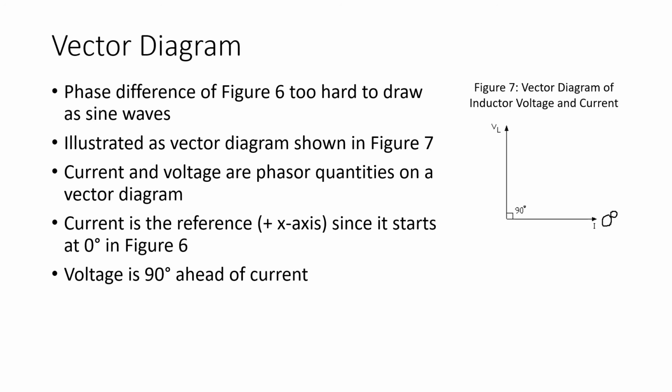And lastly, we looked at the phase difference between voltage and current in an inductor, and we see that voltage leads current by 90 degrees in an inductor.